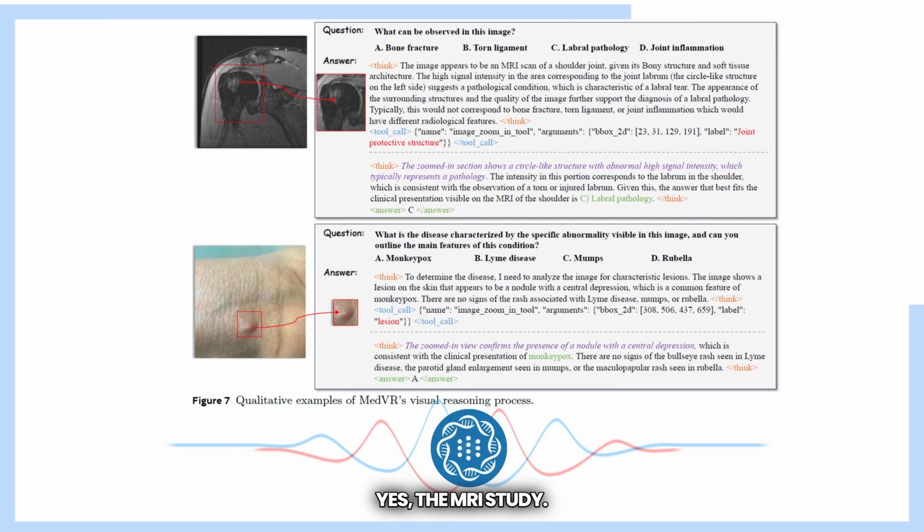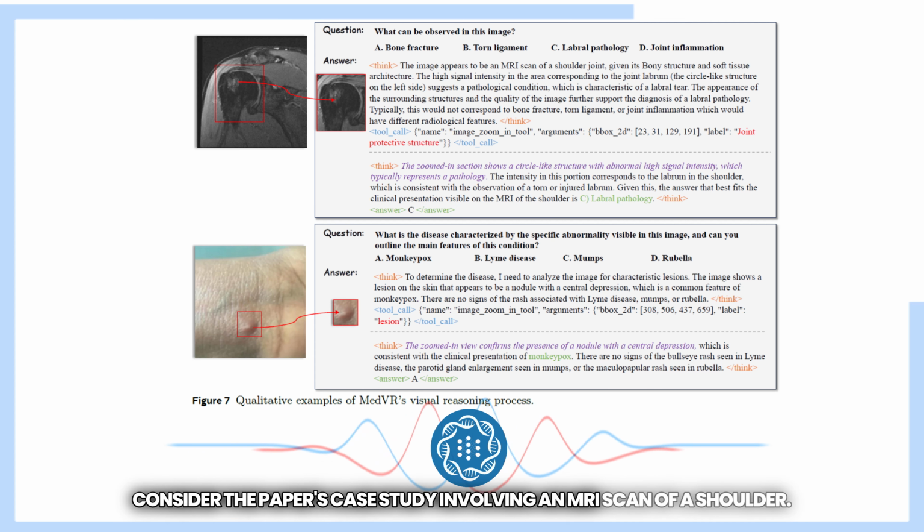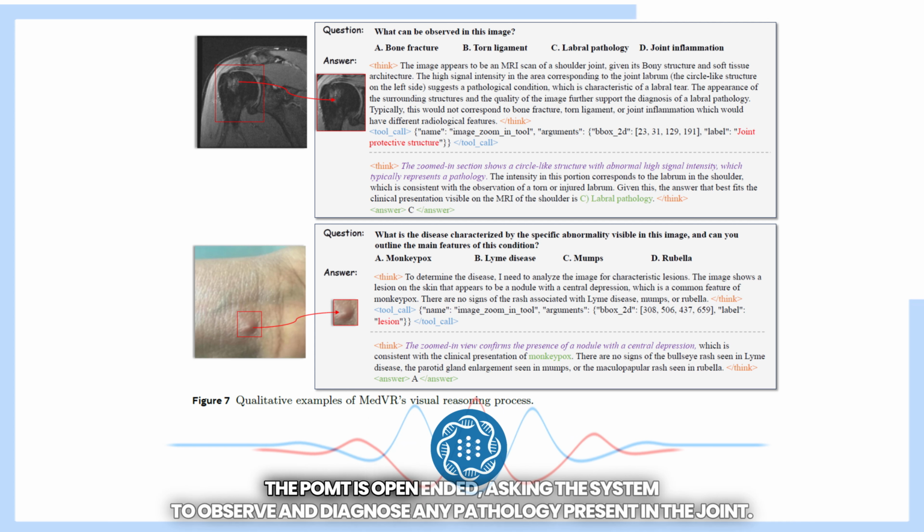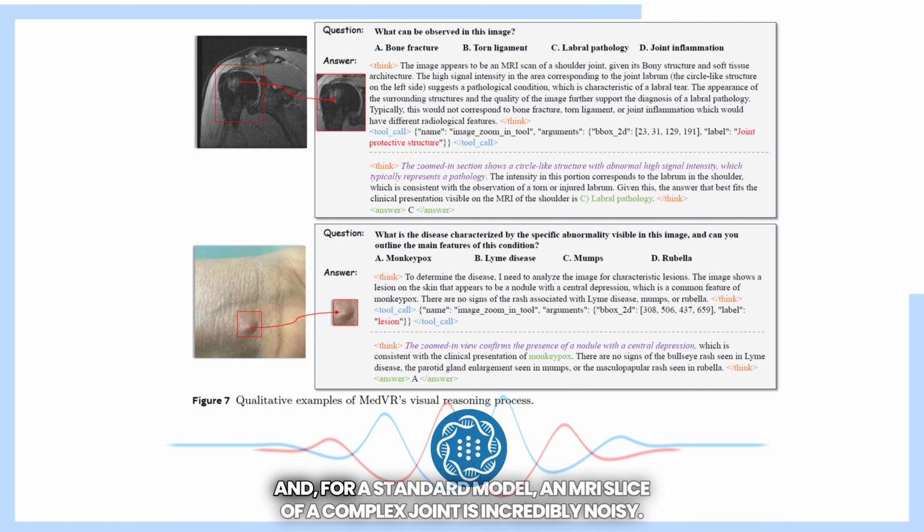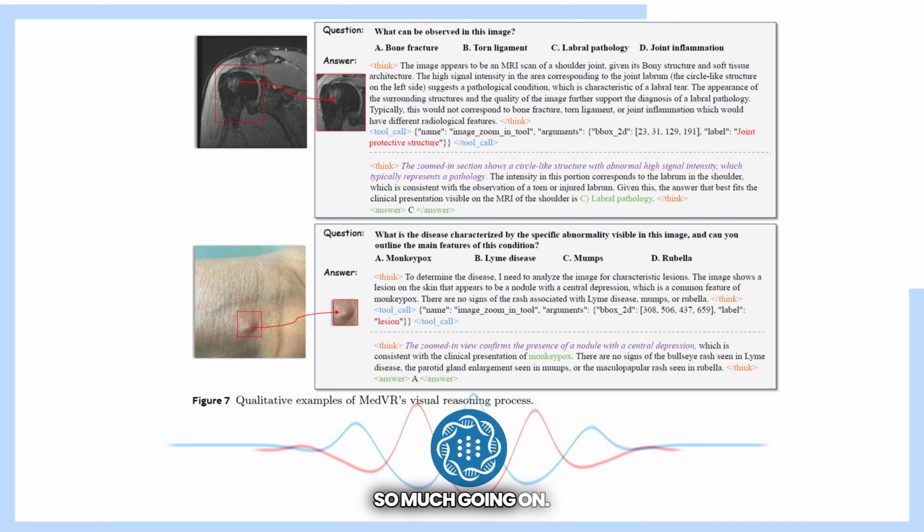Yes, the MRI study. Consider the paper's case study involving an MRI scan of a shoulder. The prompt is open-ended, asking the system to observe and diagnose any pathology present in the joint. And for a standard model, an MRI slice of a complex joint is incredibly noisy. So much going on. Right.